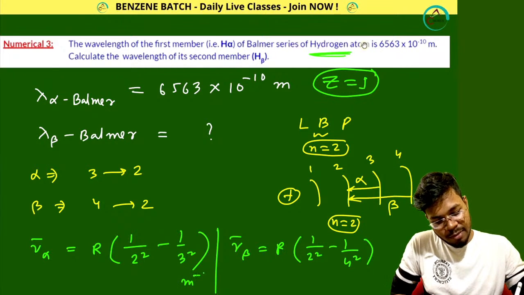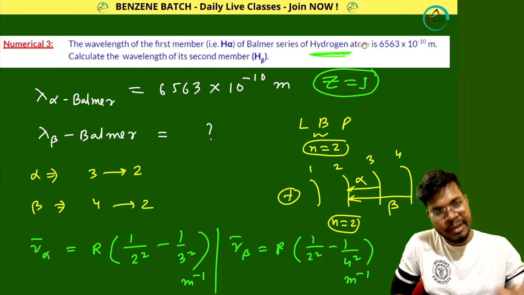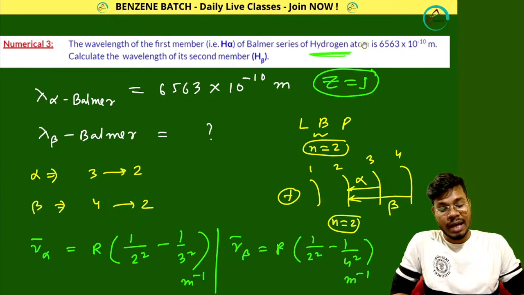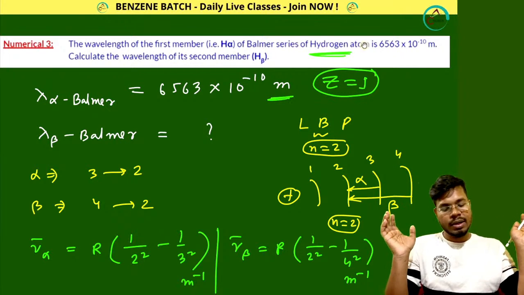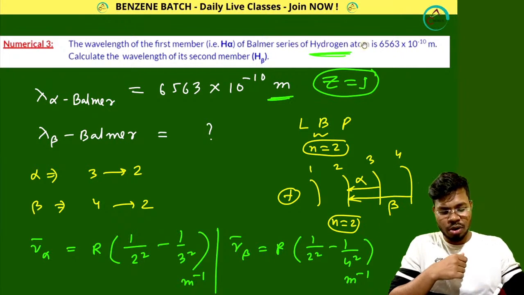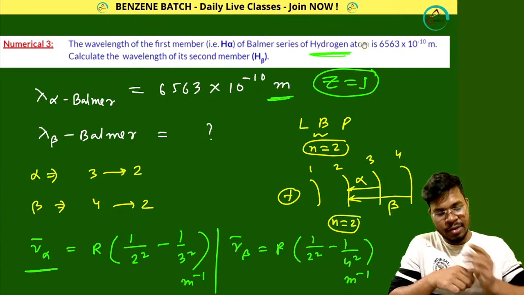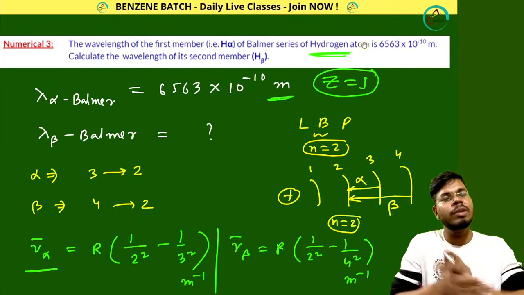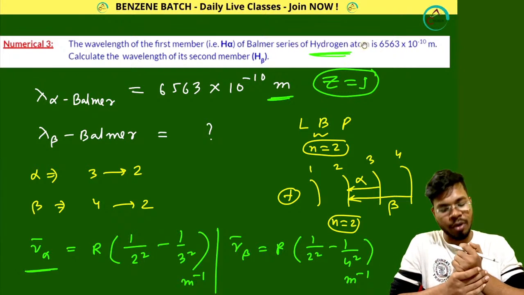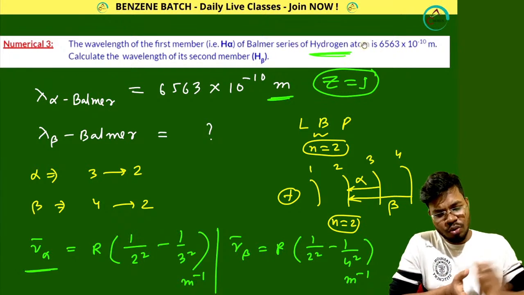meter inverse, meter inverse. Because it is given in meter, I will be doing this in meter inverse. Okay, because you know nu bar has a unit: meter inverse or centimeter inverse. CGS is centimeter inverse, SI is meter inverse. That I told you in my benzene batch conceptual video. Okay, so these two units you have already got.